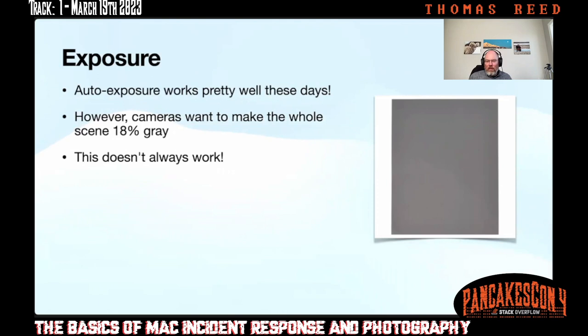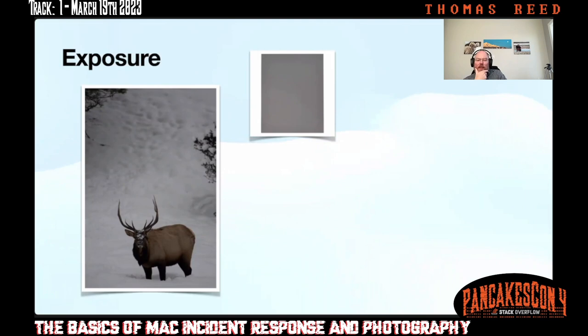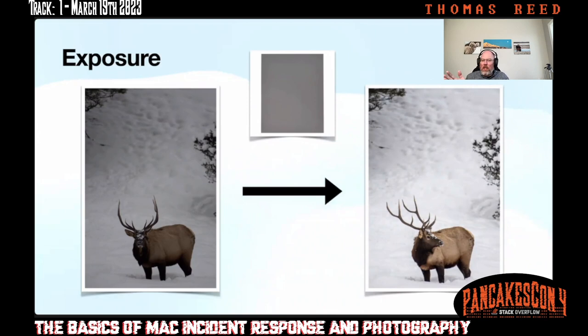So here's an example. I took this picture of an elk in snow, and you can see that the snow is almost exactly 18% gray. It doesn't look good at all. The image is way, way too dark. That's because the camera is trying to make all of that white 18% gray. So here is a similar image that I took with an adjusted exposure, and you can see it looks much more natural.